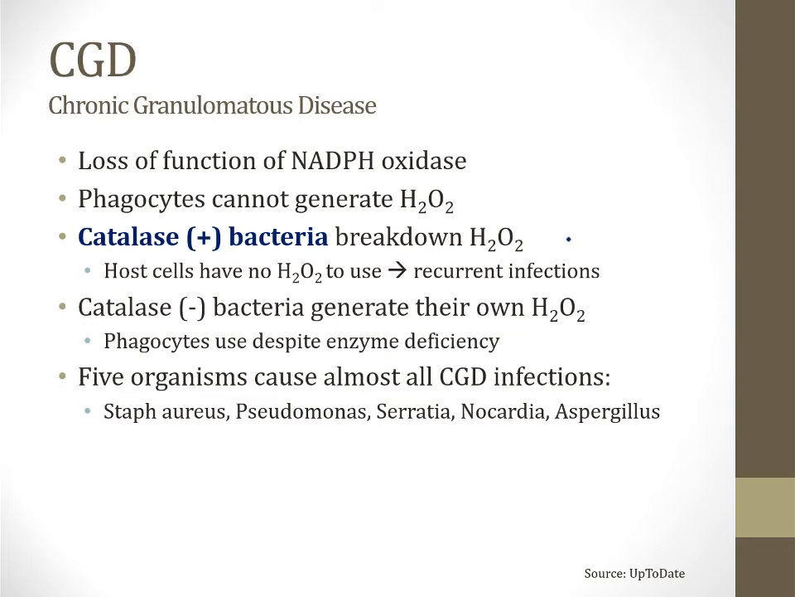There are two super high yield disorders that the boards love to test you on. They're both very rare, but they have tie-ins to everything we've been talking about up to this point regarding free radicals. The first one is CGD, or chronic granulomatous disease.